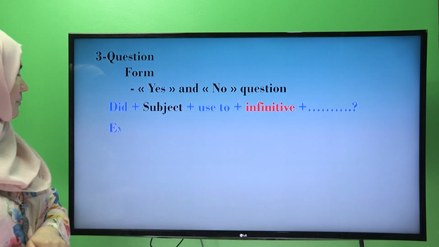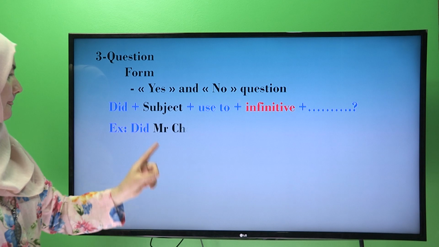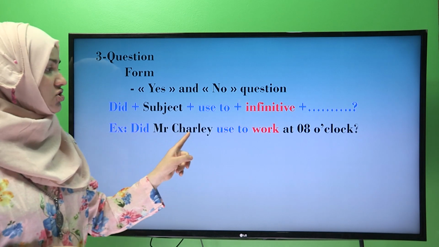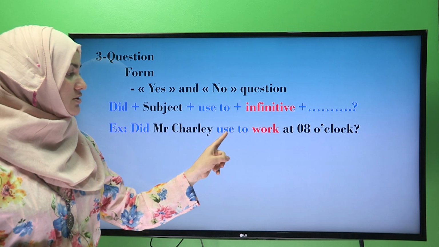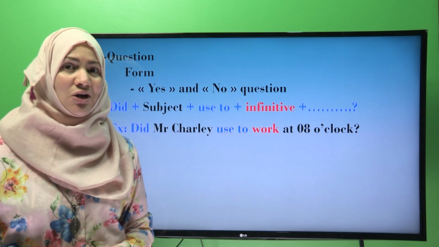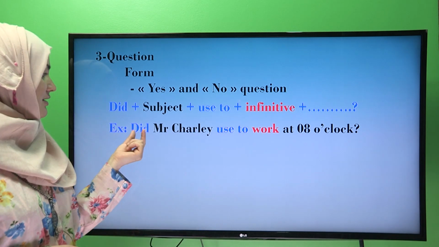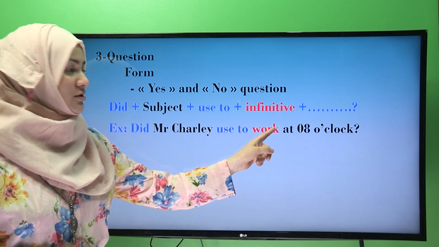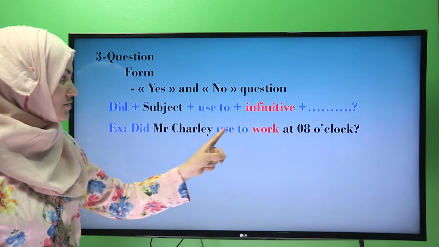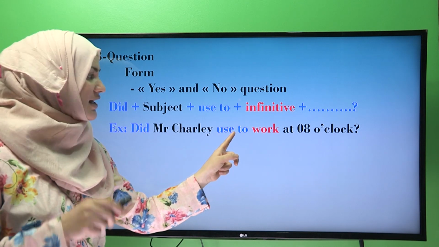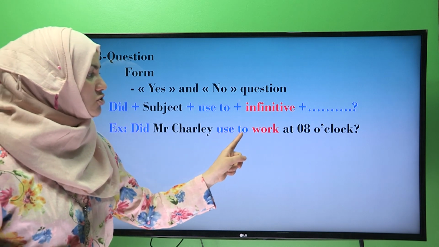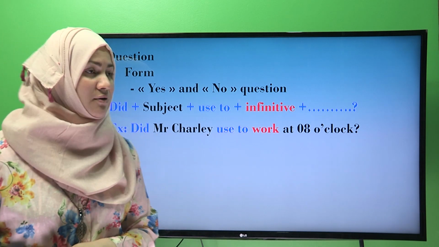Let's see together an example here. Look at this example. Did Mr. Charlie use to work at 8 o'clock? You see here, did Mr. Charlie use to work at 8 o'clock? We don't say used, no. Did Mr. Charlie use to work at 8 o'clock?